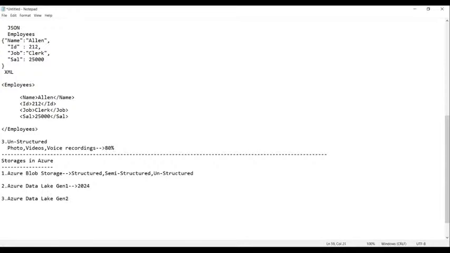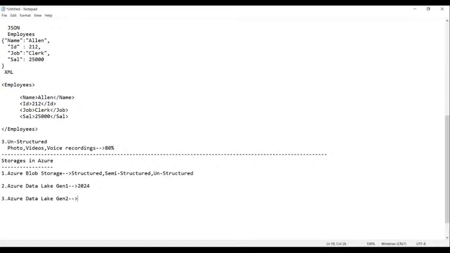Azure Data Lake, what's that? Gen 2. And now, guys, Azure Data Lake Gen 2. Basically, Azure Data Lake Gen 2 also stores the data. Can you see here? Also stores the data. What kind of data does it store? Tell me now. It can store any kind of data.